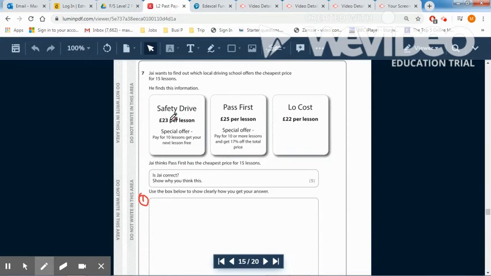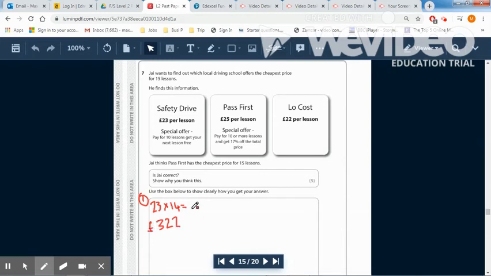So for safety drive, it's £23 per lesson, but if you pay for 10 lessons, you get your next lesson free. So in total, you're only going to pay for 14 lessons. So we're just going to do 23 multiplied by 14. If we work that out, we're going to end up with £322.